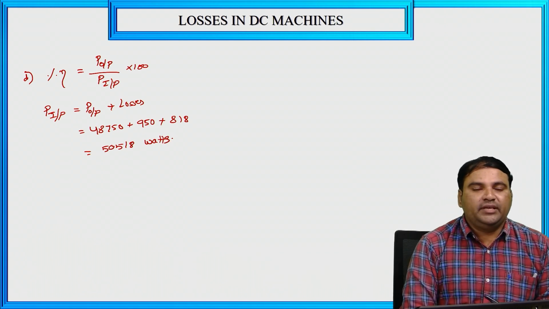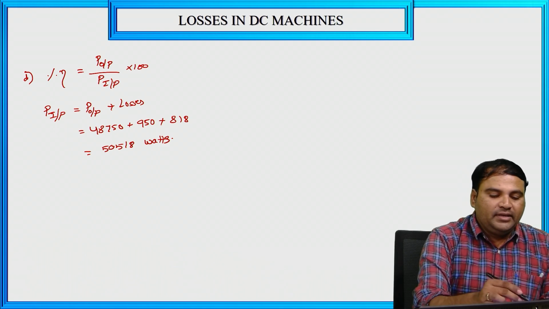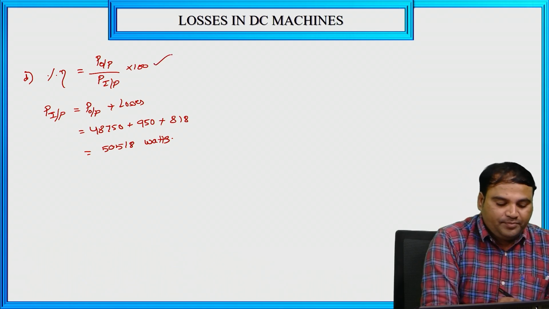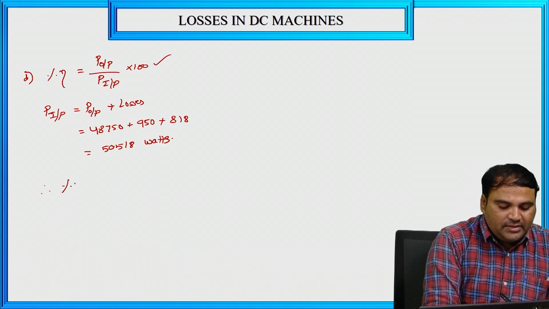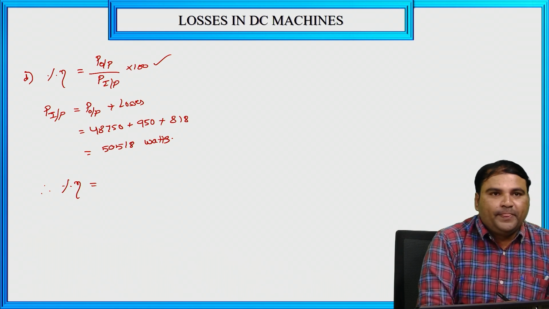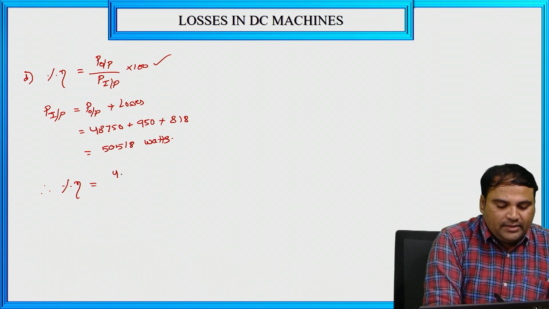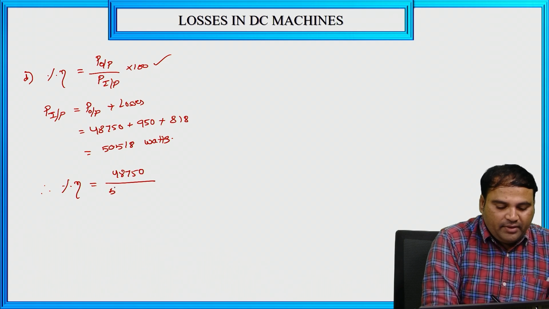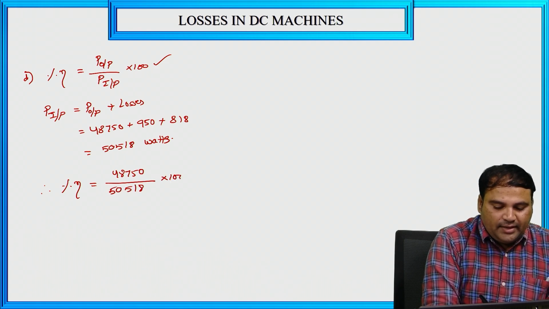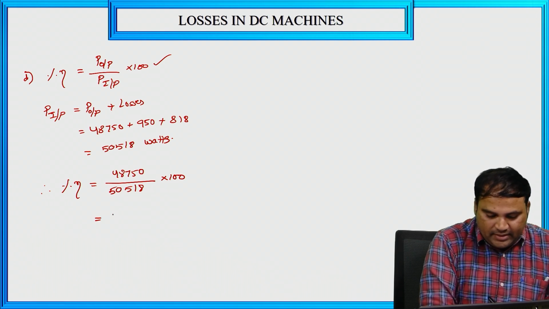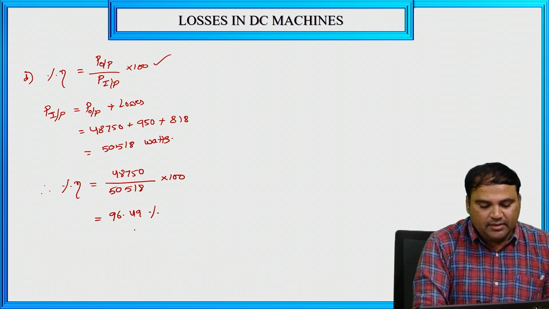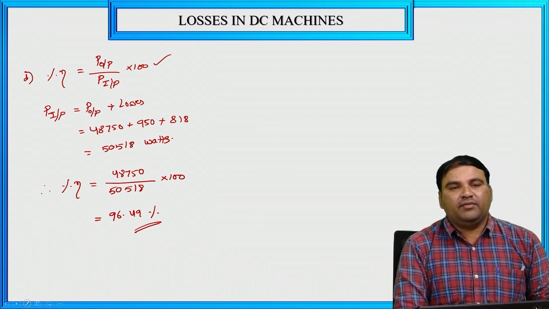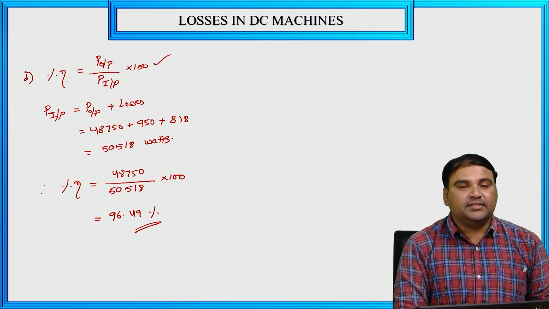Now substitute the output power and input power in this efficiency equation. Therefore, the percentage efficiency equal to output power 48750 divided by input power 50,518 into 100. That is equal to 96.49% efficiency of the DC shunt generator.